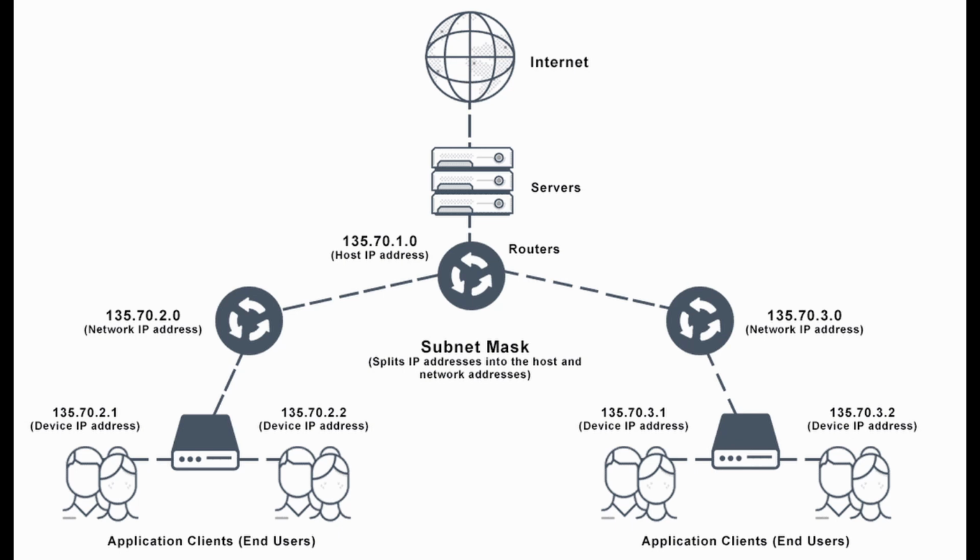Once the subnet mask is determined, the network administrator can assign individual IP addresses to each device on the network. These IP addresses must be within the range of the subnet mask. For example, if the subnet mask is 255.255.255.0, then all of the IP addresses must fall within the range of 0.0.0.0 to 255.255.255.255.